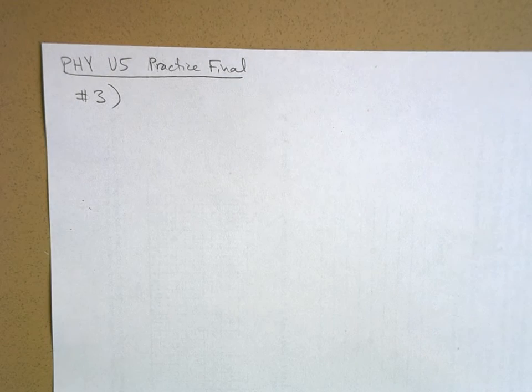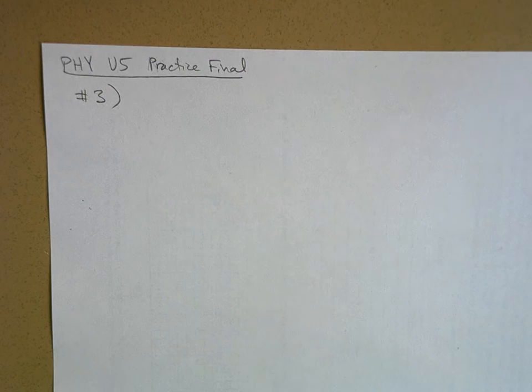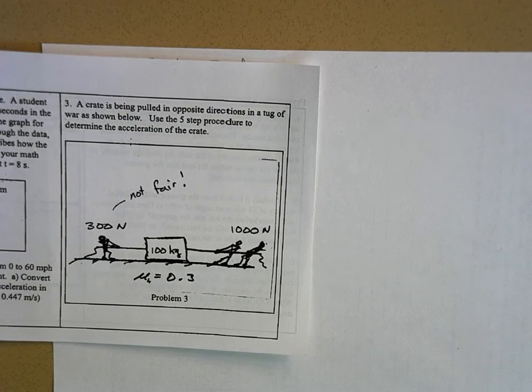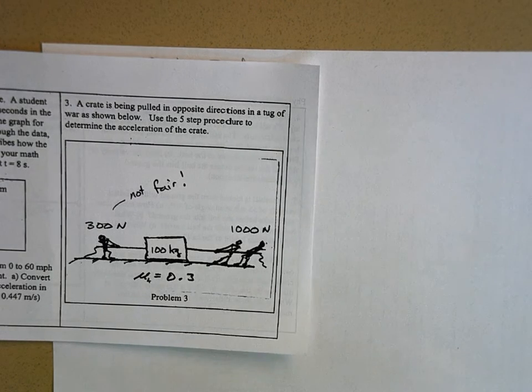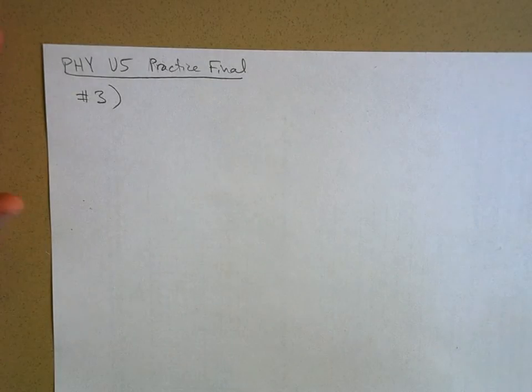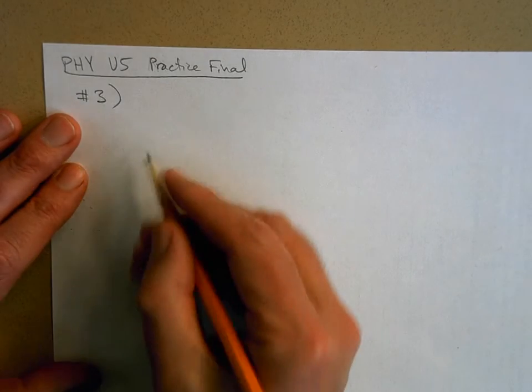All right, let's do problem number 3 on the practice final. And here it is right here. It says a crate is being pulled in opposite directions in a tug of war, as shown below. Use the 5-step procedure to determine the acceleration of the crate. And there's a problem very similar to this coming up in just a little bit. So, given.